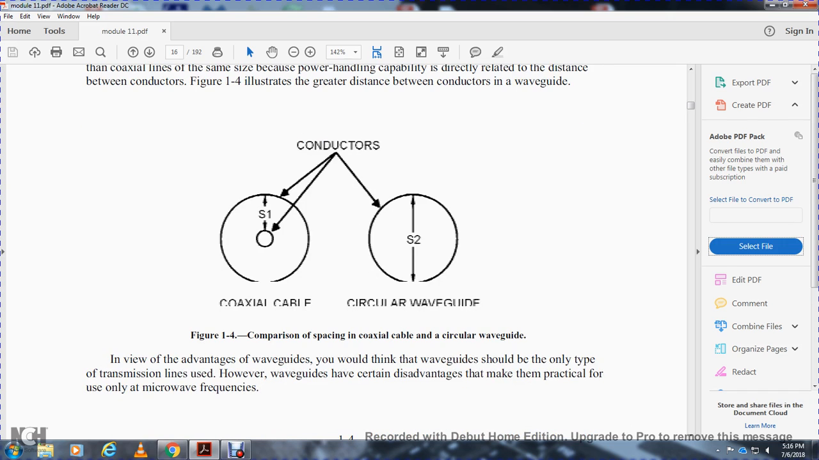Given the advantages of waveguides, you would think that the waveguide should be the only type of transmission line used. However, waveguides have certain disadvantages that make them practical for use only at microwave frequencies.